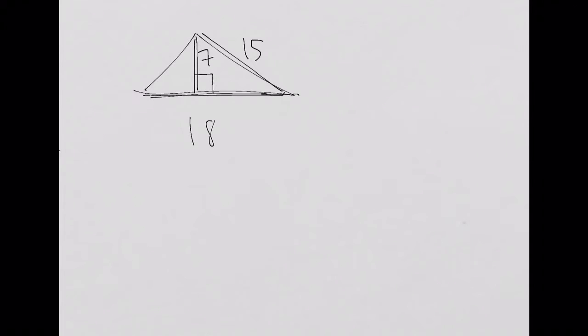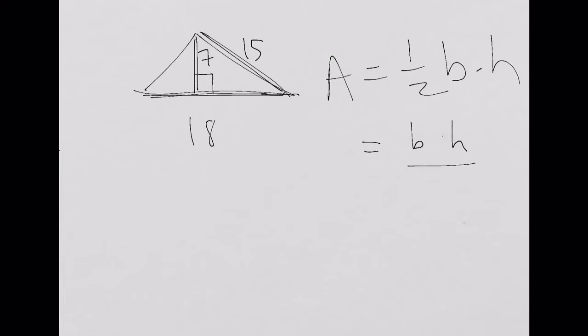So with these two pieces, we have area equals 1/2 base times height, or equals base times height divided by 2, since, again, we're not dealing with fractions right now. If we take our base and our height, our base is 18, our height is 7, and then we divide it by 2. This will give us our area.